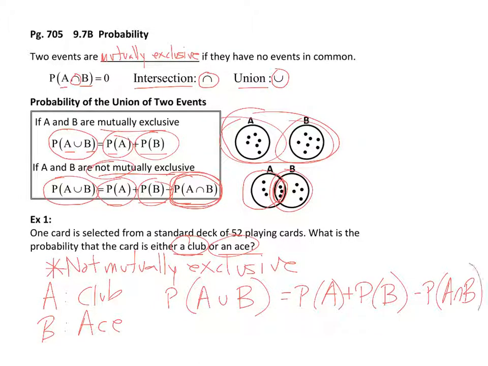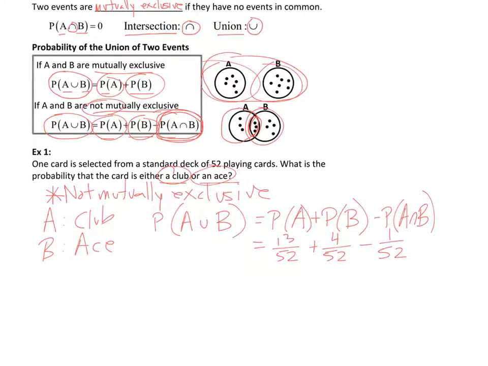They intersect. So what's the probability of getting a club? Well, how many clubs are there in a deck of cards? There's 13 out of 52. What's the probability of getting an ace? Well, there's 4 aces in a deck of cards, 4 out of 52. And what's the overlap? How many cards are there that are both a club and an ace? There's 1. Which is equal to 16 over 52, which reduces to 4 over 13. Done.